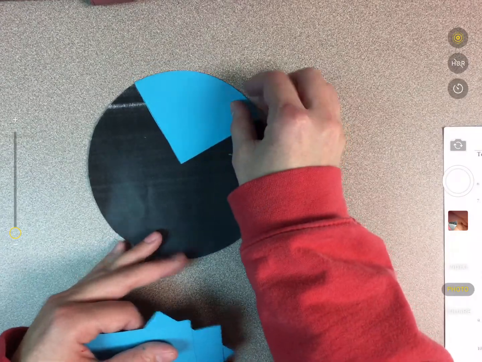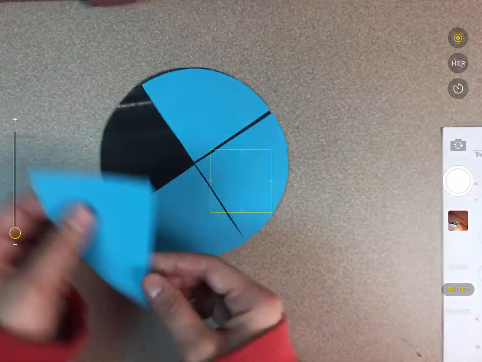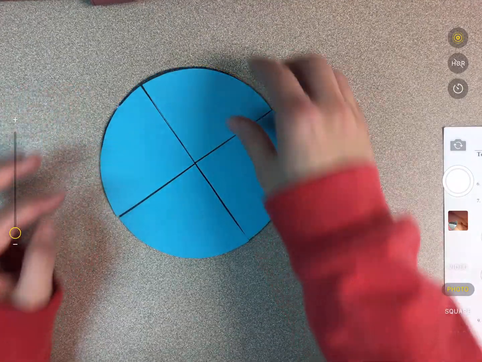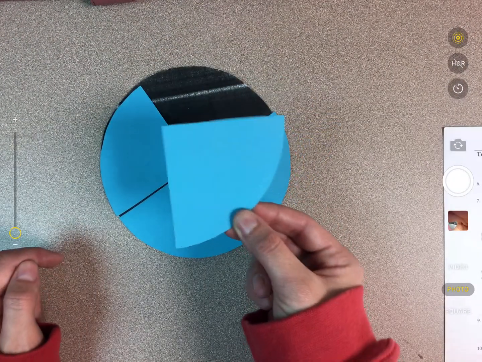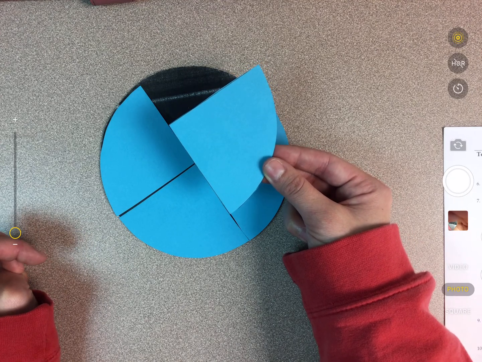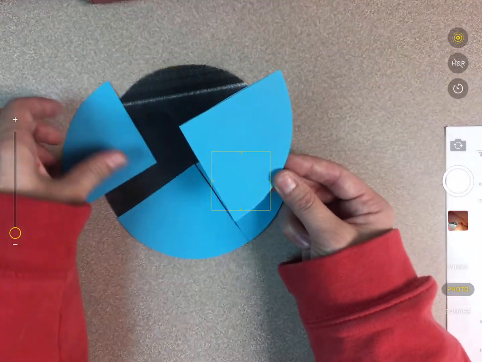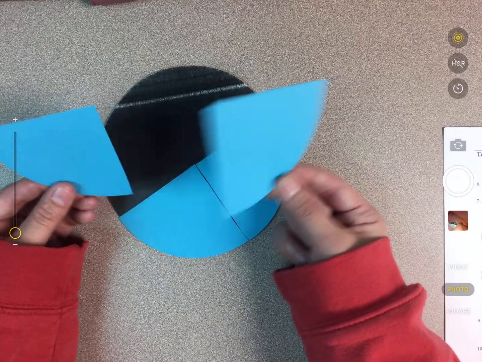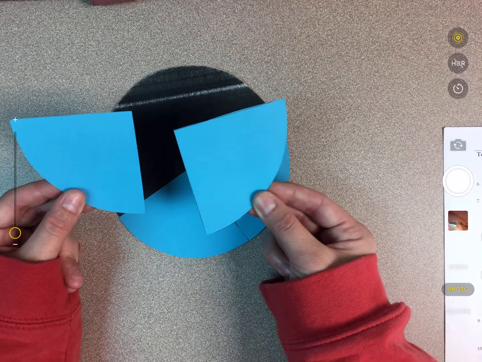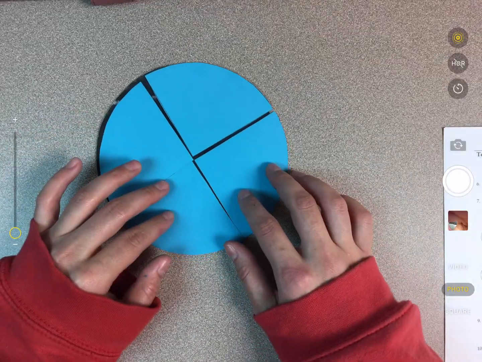Did you think that 4 blues divide this shape into 4 equal parts? Good. Now, if I grab one of these pieces, how much of the black circle am I holding in my hand? 1/4. Good. Okay, now, how much of the black circle am I holding in my hand? 2/4. Good job.